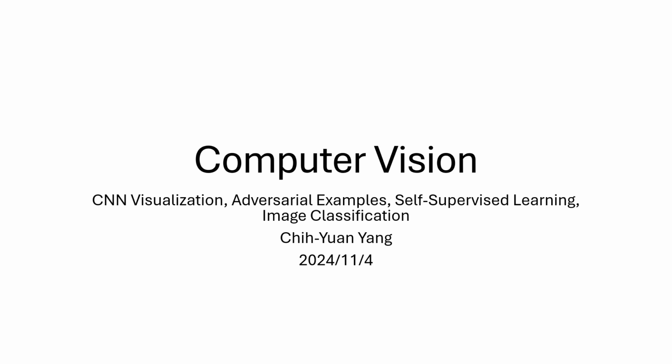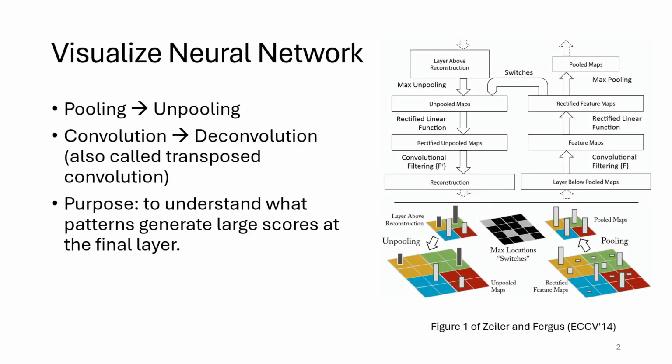Okay. Today we are going to finish our chapter 5. The topic is convolutional neural network, and we will go into some recognition topics such as image classification. This is the last slide we saw in our previous week. It is the deconvolution approach.